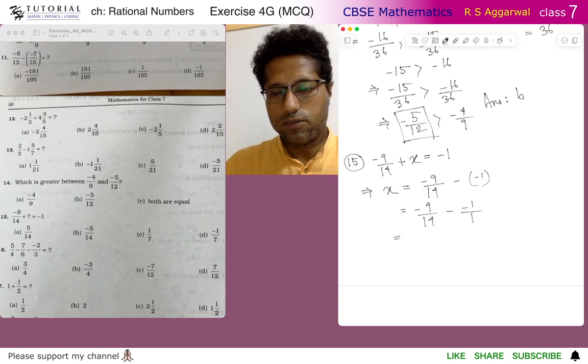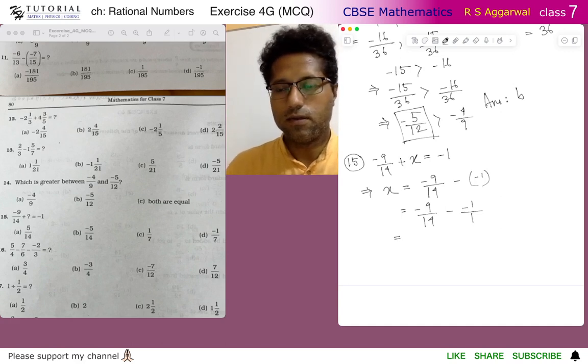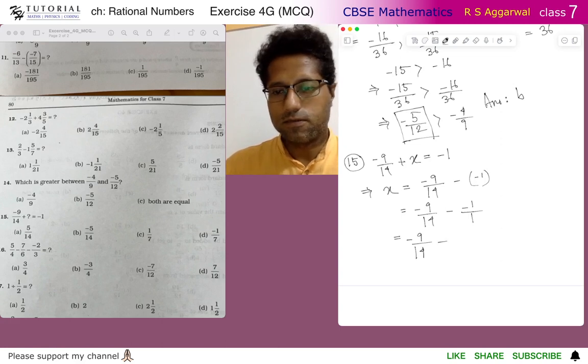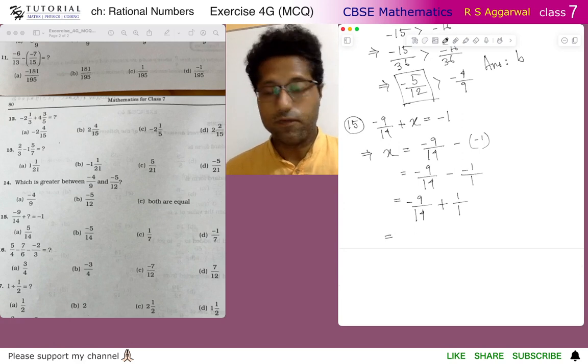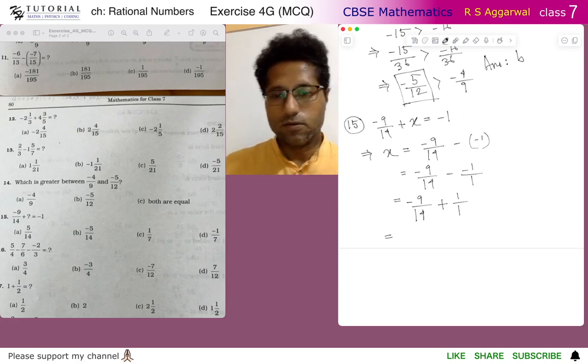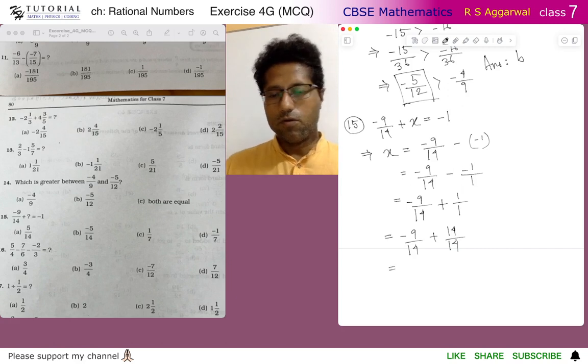So this is subtraction of rational numbers, and we know that subtracting a rational number is equivalent to adding its additive inverse. So this becomes minus 9 by 14 plus the additive inverse of minus 1 by 1, that is 1 by 1. Now we have to add these two rational numbers. They have different denominators, 14 and 1. So we will have to convert the two rational numbers to the equivalent form so that they both have a denominator of 14. So this becomes minus 9 by 14 plus 14 by 14.